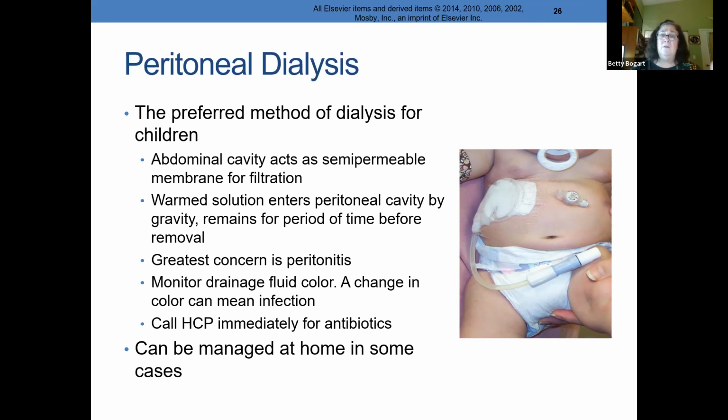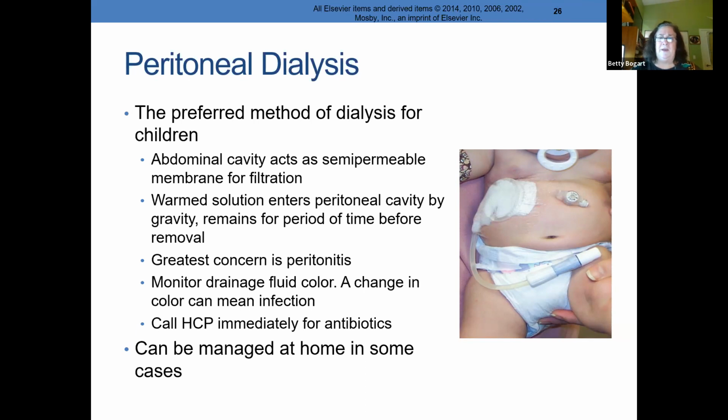Now, we might do 8 or 10 cycles a night, which means we put in fluid, it sits there, and then draining. This is 8 or 10 times at night. What is our responsibility as a nurse besides knowing how to hook these up?